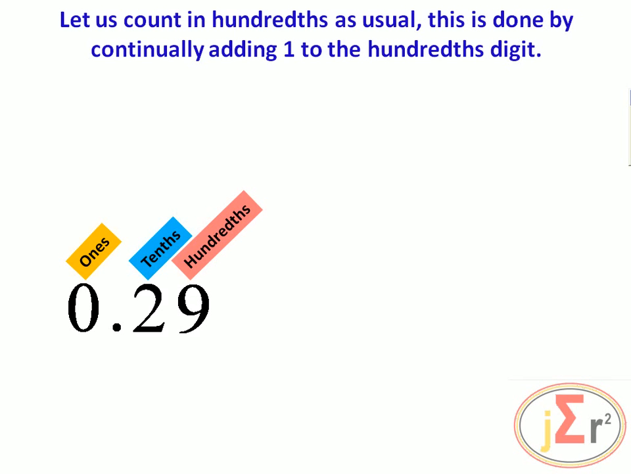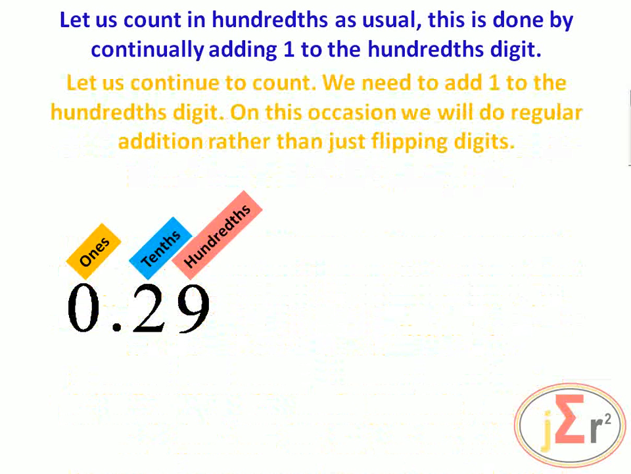Right there. Let us continue to count. We need to add 1 to the hundredths digit because we are counting in hundredths. So if we continue to count, we need to just add another 1 to the hundredths digit. On this occasion, we will do regular addition rather than just flipping digits.